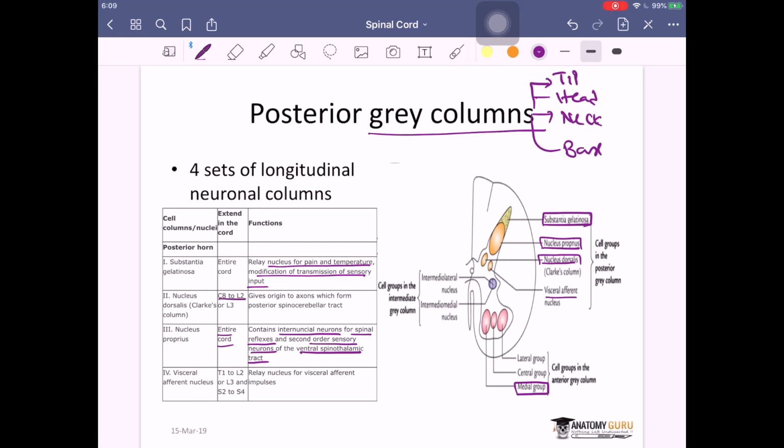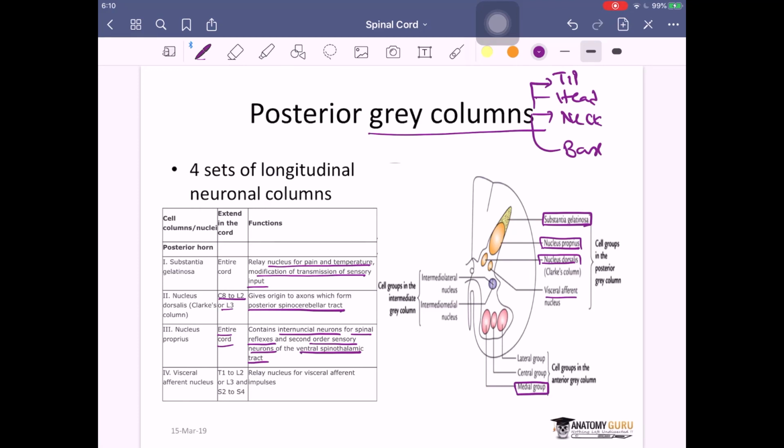Next is your nucleus dorsalis. Now nucleus dorsalis is only present, you can see here, from C8 to L2 or maybe sometimes till L3. So that means from C1 to C7 this nucleus is not seen, and after L2 or L3 this nucleus is not seen. And this nucleus is responsible for relaying, or is the origin of, your axon concerned with the spinocerebellar tract. So the posterior spinocerebellar tract is concerned with this.